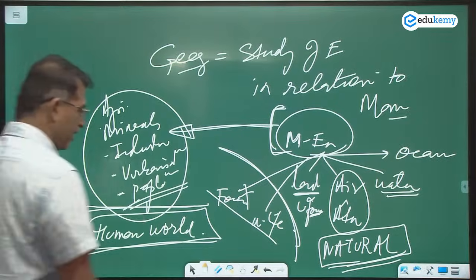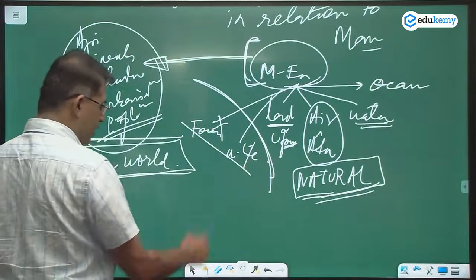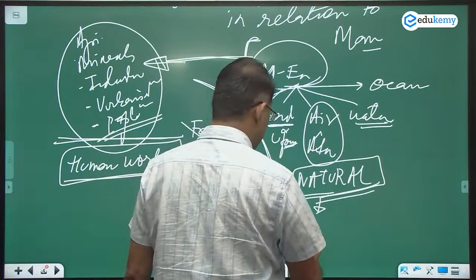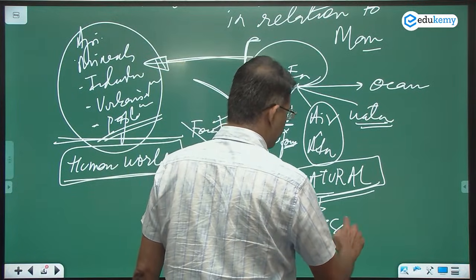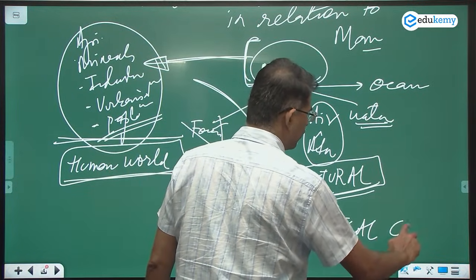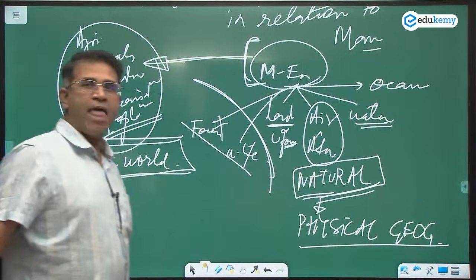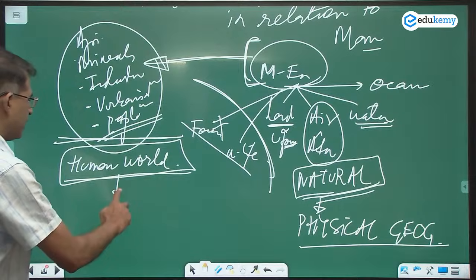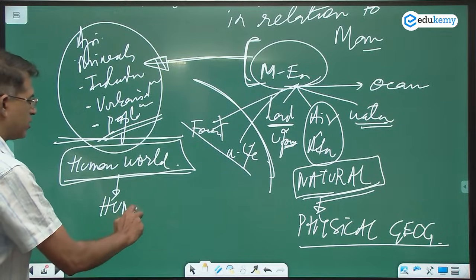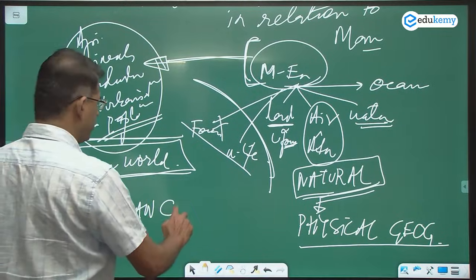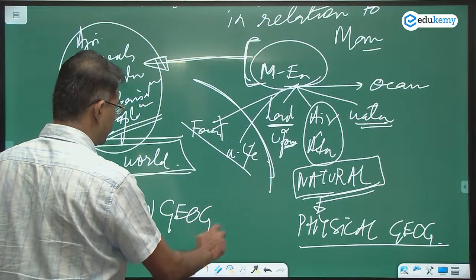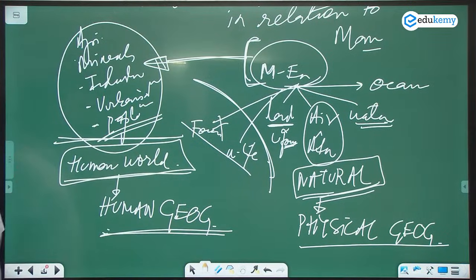Scope of geography. The study of the natural world, this is what is called physical geography. And the study of the human world, this is called human geography. The scope of geography is these two parts.